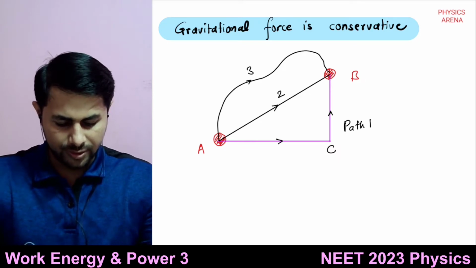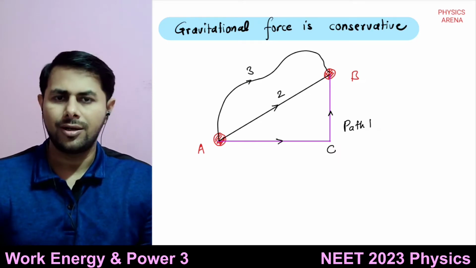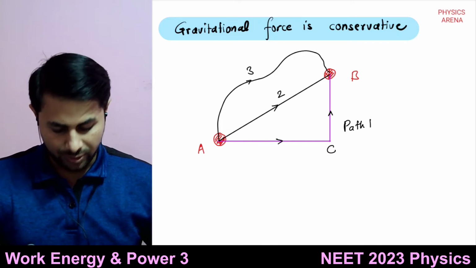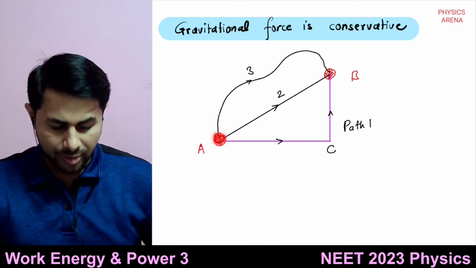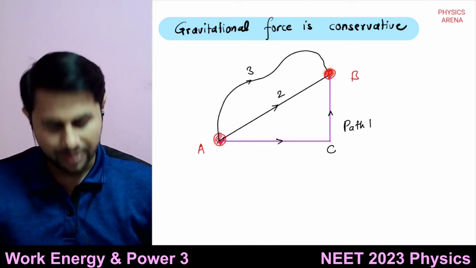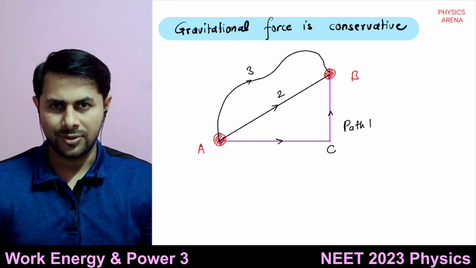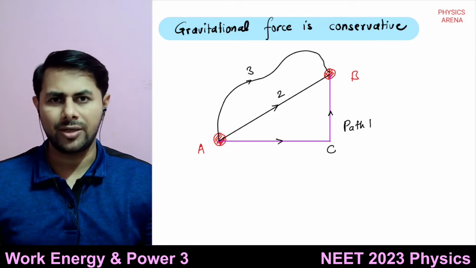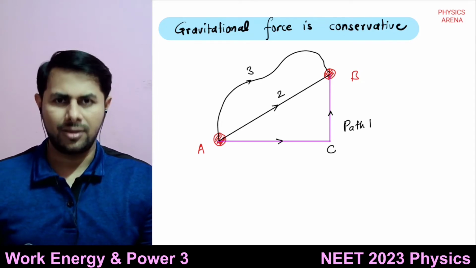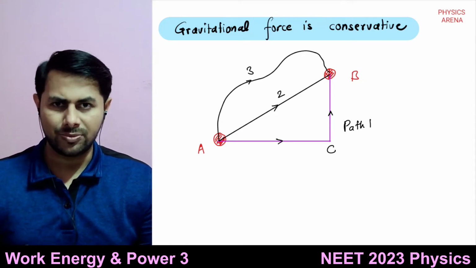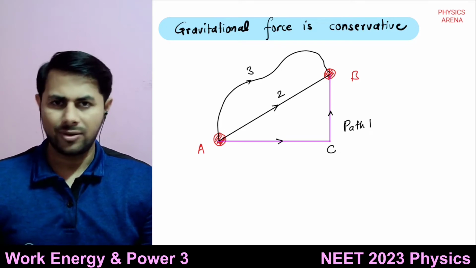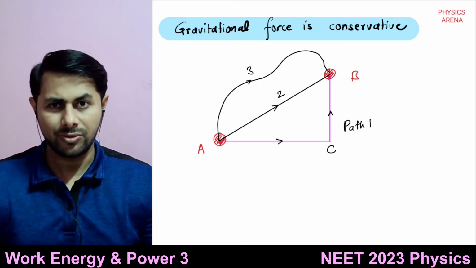So now I want to prove that work done against the gravitational force to move this object, this ball, from point A to the point B for all these three paths is equal. Okay, it is equal. So if the work done is equal, then the gravitational force is conservative force. If work done is not equal, then it is not a conservative force.